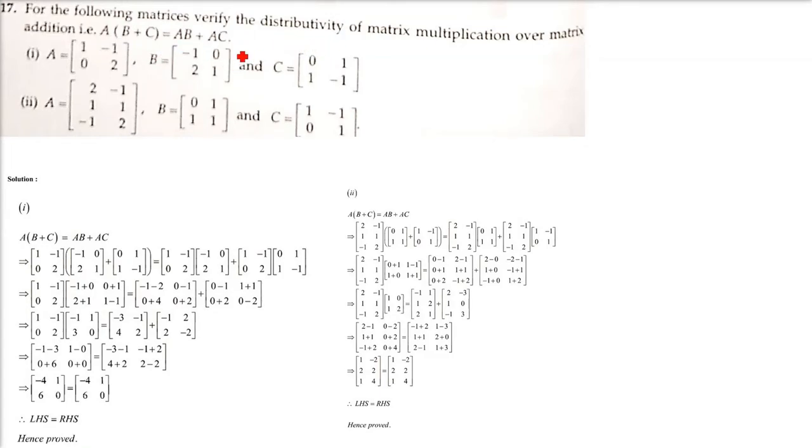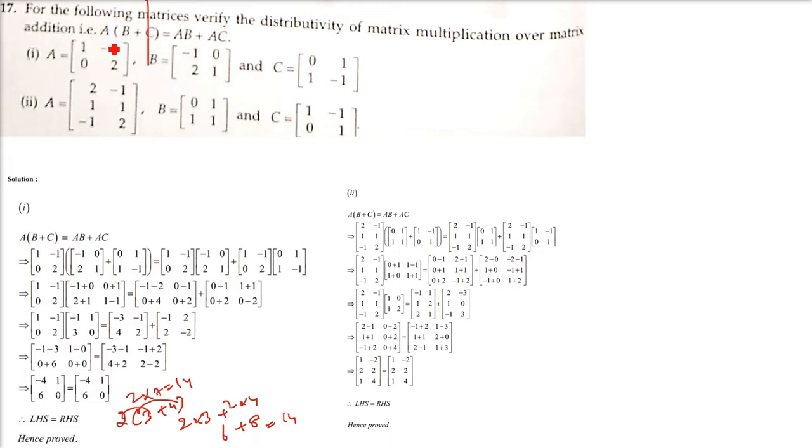For the following matrices, verify the distribution of a matrix multiplication over matrix addition. So, I am just giving you an example. 2 into 3 plus 4. What does it mean? 2 into 7, 14. So, 2 into 3 plus 4 is 2 into 3 plus 2 into 4. What are you going to get? 6 plus 8, that is 14. This is what you have to do here. So I hope you'll be able to do it, okay?